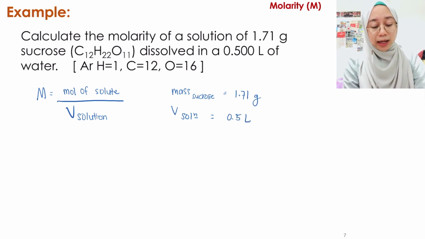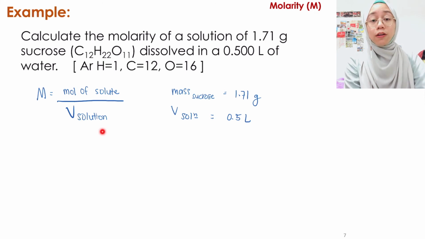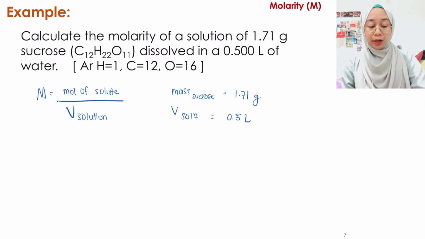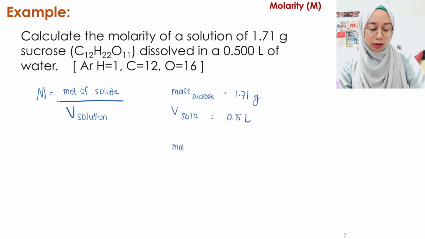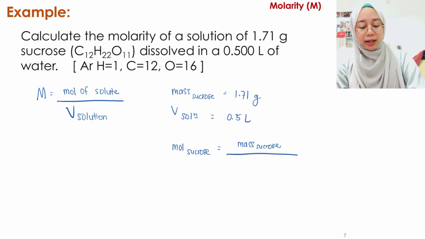Okay, so if you look back at what we want, which is the molarity, you now know that molarity is equal to mole of solute divided by volume of solution. What you have now is the volume of solution. However, you don't have the mole of solute yet. Meaning, you need to look for the mole of solute first. You have the mass of sucrose. So what do you use here? What is the relationship between mass and mole? We know that mole of sucrose, or you can use n, is equal to mass of sucrose divided by molar mass of sucrose.